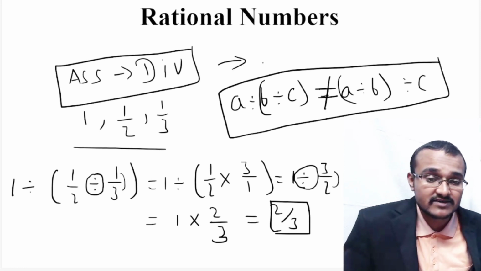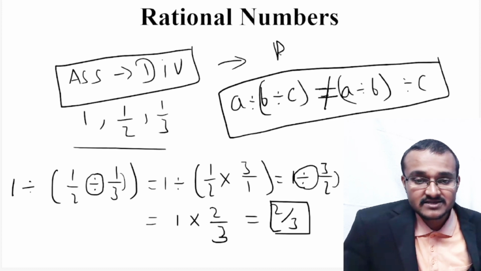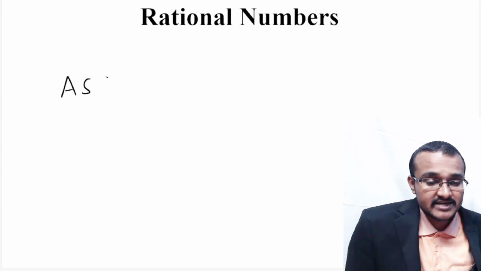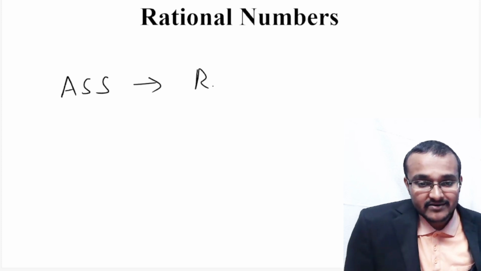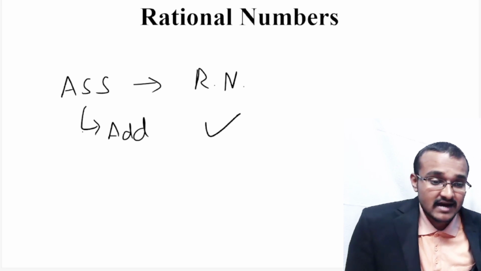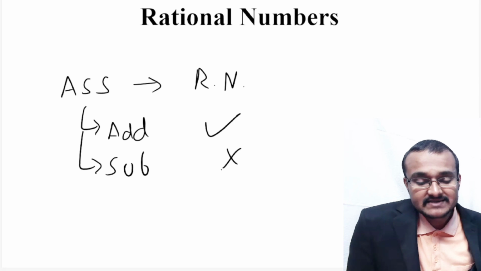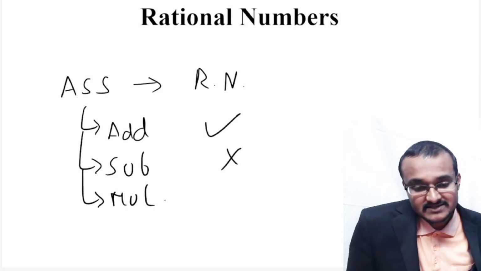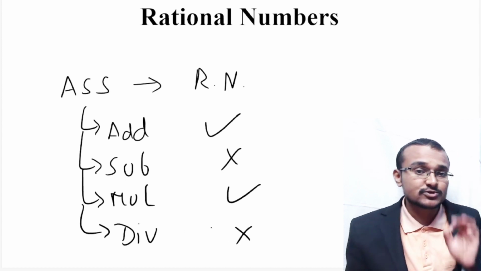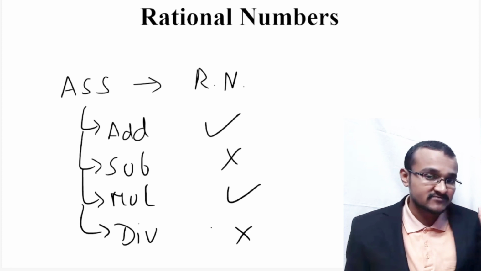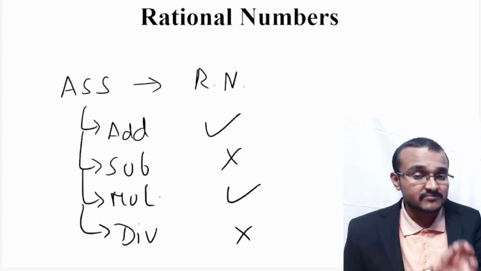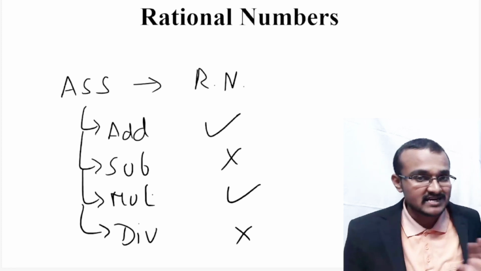So associative property under division for rational numbers is not satisfied. So coming to the conclusion part, associative property for rational numbers under addition is satisfied. Under subtraction it is not satisfied. Under multiplication it is satisfied. Under division it is not satisfied. So associative property under addition and multiplication is satisfied for rational numbers, but associative property under subtraction and division for rational numbers is not satisfied.